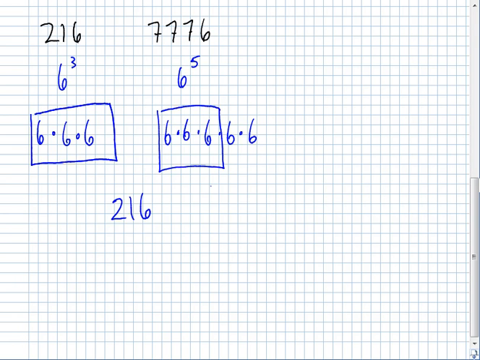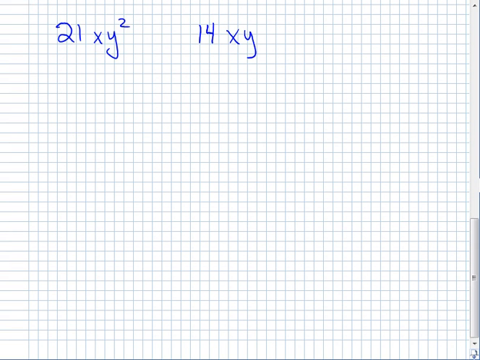The reason why I wanted to show you that is because that works for variables as well. This looks a little scary to start, but if you break it up into the coefficients and the variables, you can see how we're going to figure this out. We're just trying to find the greatest common factor. Start out by writing out all the factors of the coefficient. And there they are. Then for the variables, just write out the variables that are present.